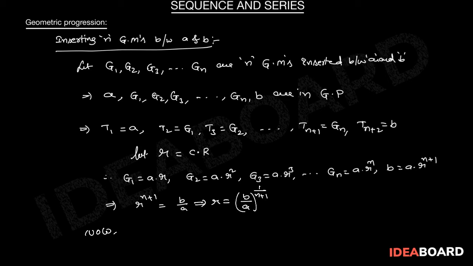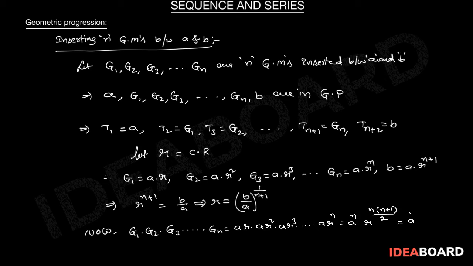Now, the product of n inserted GMs, that is G1 into G2 into G3 into and so on into Gn, equals Ar into Ar square into Ar power 3 into and so on into A into r power n, that equals A power n into r to the power of n into (n plus 1) divided by 2, that equals A power n into (r power n plus 1, which is B by A) whole to the power of n by 2, that equals A to the power of n into B to the power of n by 2 divided by A to the power of n by 2, that equals (root of AB) whole to the power of n.